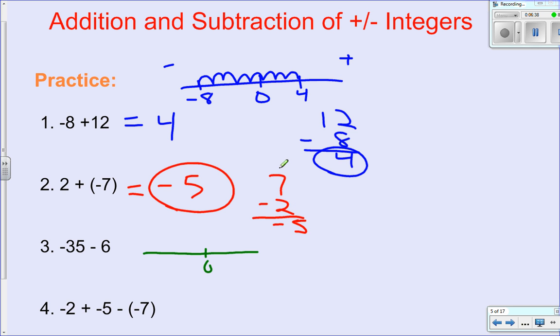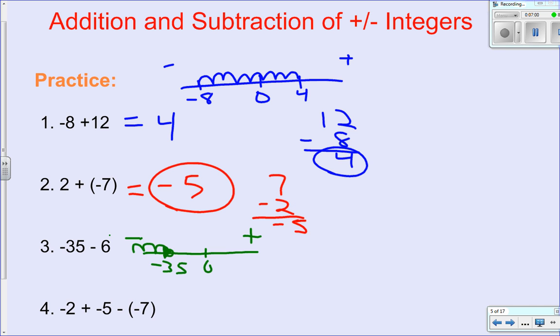So I have my 0 and my negative 35. This one you need to pay close attention to what it's asking you. Your first number is a negative 35, and then it asks you to move in the negative direction 6 spaces. So negative 36, negative 37, negative 38, all the way through negative 41.